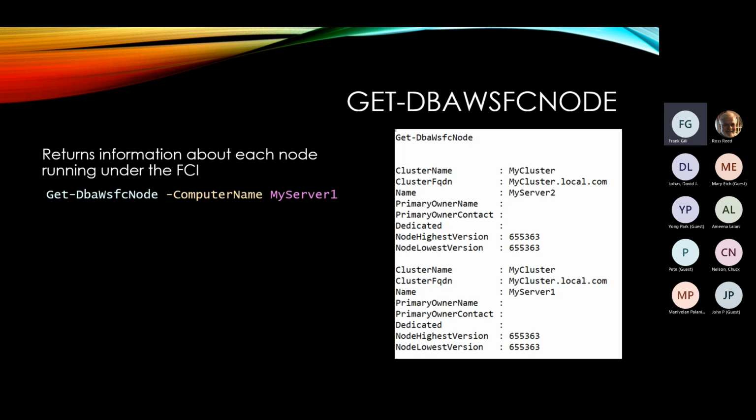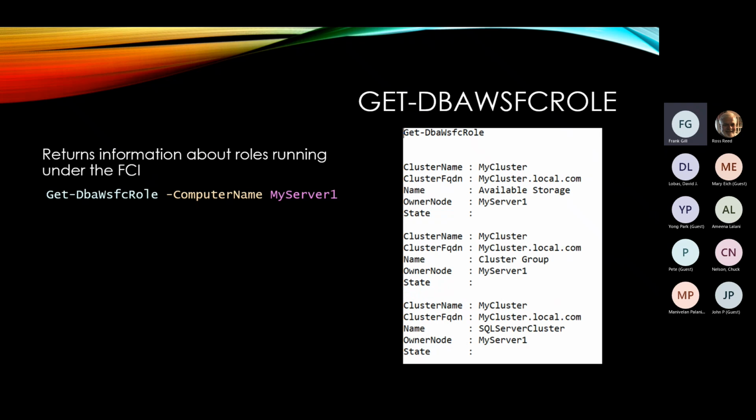I'm terribly creative with my dummy names, but it gives you a sense that one server will get me all of that information. From the WSFC node, I also have Get-DbaWsfcRole, and this will give me the cluster roles. The roles are available storage, the cluster group, and then the SQL Server cluster. These roles are all part of that Windows Server failover cluster. And once again, all I had to do is pass it the computer name of one of the nodes, and it gives me that information.